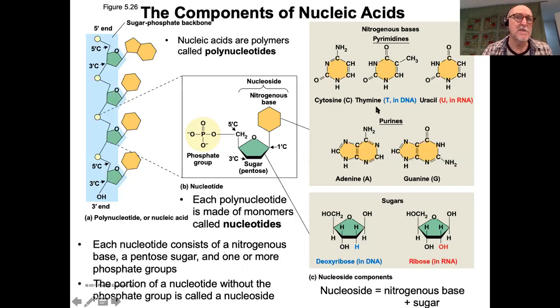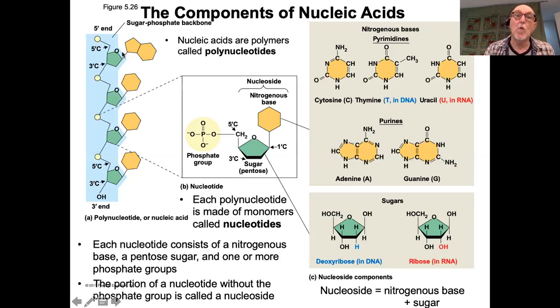Okay, the other difference is that RNA does not have thymine. It has uracil. So RNA would look much the same, except the four bases that it can use are cytosine, adenine, guanine, and uracil. That's the difference. It uses uracil instead of thymine.